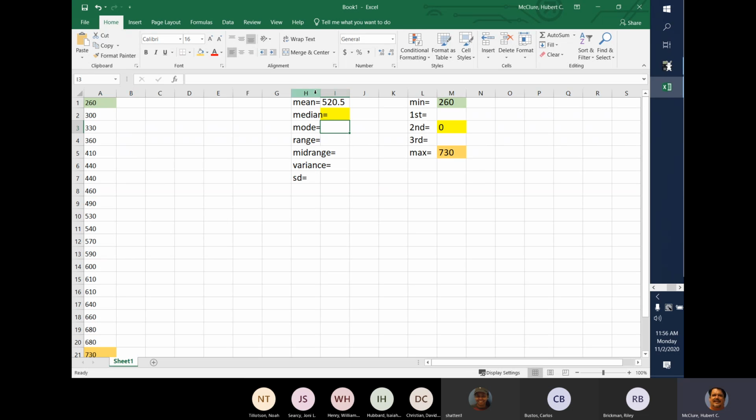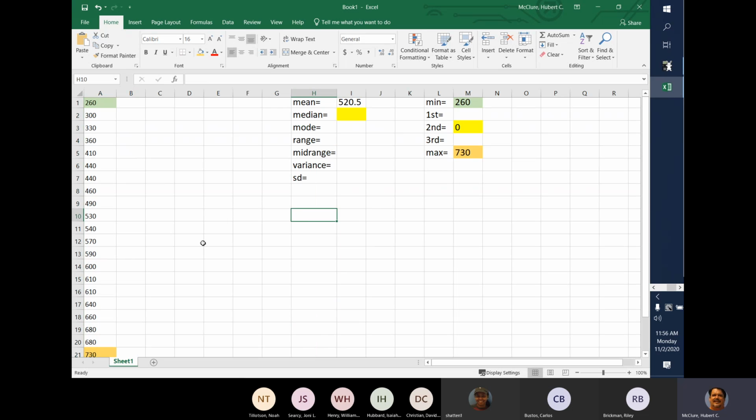Okay, so I just did that for you. And most of y'all know how to find the mean because you've been finding the average of your test scores since what, 6th, 7th grade?